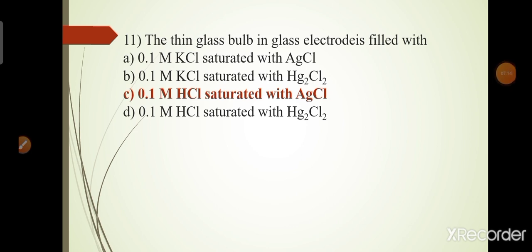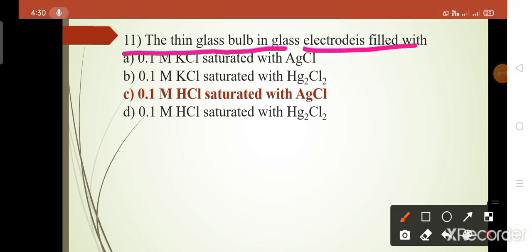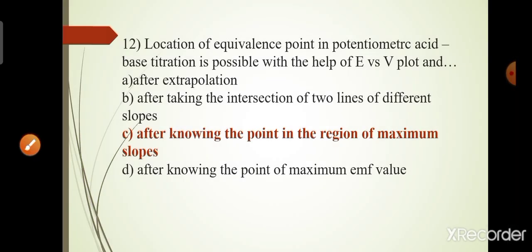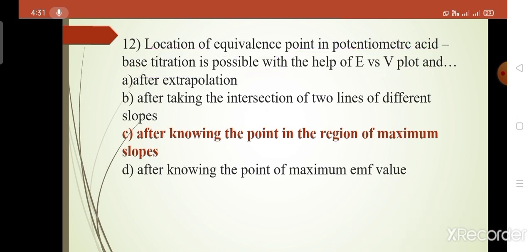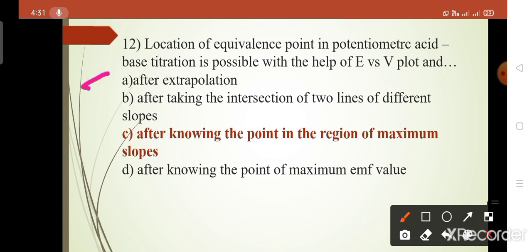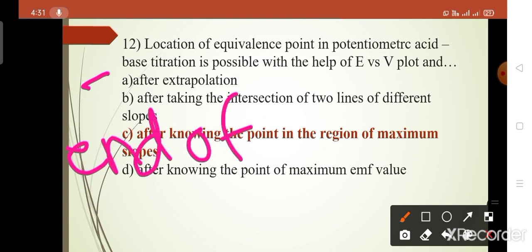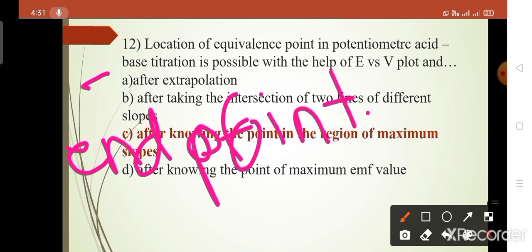Then the next MCQ is, the thin glass bulb in a glass electrode is filled with... option C is the correct option, that is 0.1 molar HCl saturated with AgCl. Then the next question is, the location of the equivalence point in a potentiometric acid-base titration is possible with the help of an E versus V plot, and the first option is after extrapolation. This is an incorrect option, because after extrapolation we can determine the end point of a titration. So the first option is incorrect.